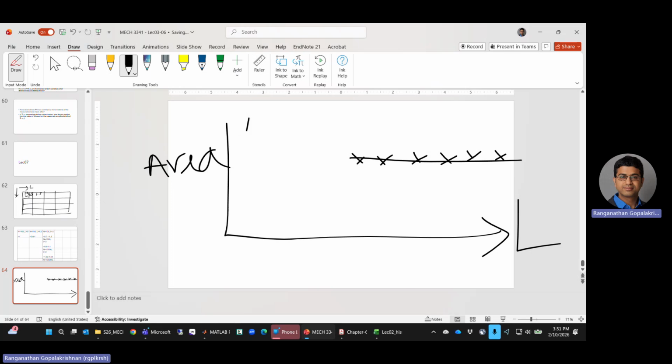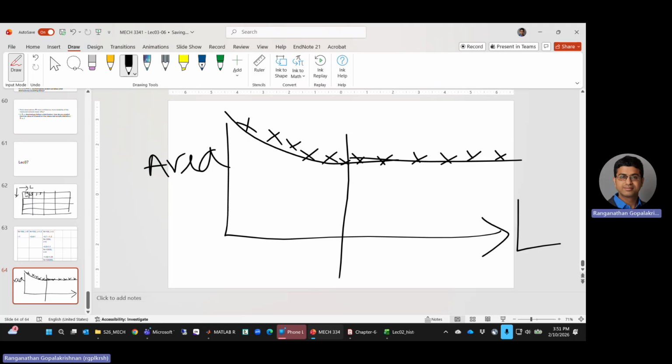If there is a region where the area correlates with L, what does that mean? That means in this zone, the box is too small. It is not a meaningful calculation. You need to keep pushing L beyond a region where the area no longer depends on the choice of the box.